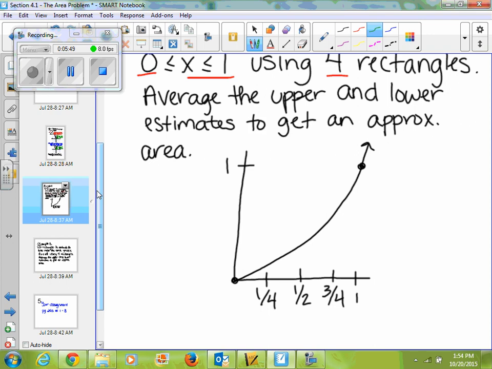So now I get to find my upper and lower estimates. If I start with my lower estimates, I'll do my lower estimates in green. I start at my furthest left value. So my furthest left value in this case is 0. So I'm going to have a rectangle from 0 to 1/4. Then I'm going to have a rectangle from 1/4 to 1/2. From 1/2 to 3/4. And from 3/4 up to 1.